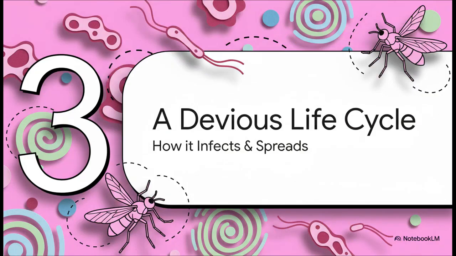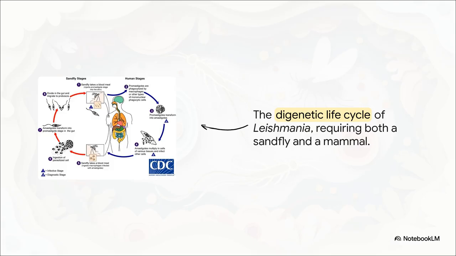Which brings us right to the heart of its biology, its incredibly devious life cycle. Let's break down exactly how this thing infects us and spreads. Here it is, the whole story in one picture. It's a digenetic life cycle, which is a fancy way of saying it's a complex dance that requires two different hosts, a tiny sandfly and a mammal. And get this, the parasite has to completely change its form to survive in each of these totally different environments.